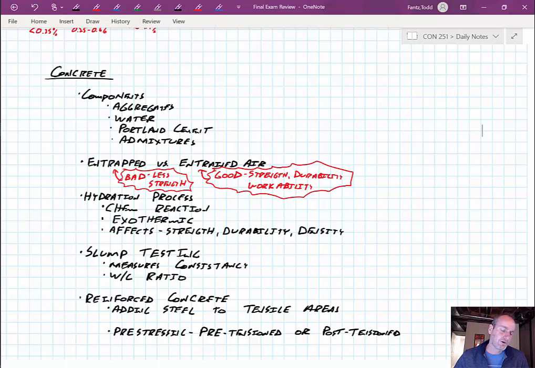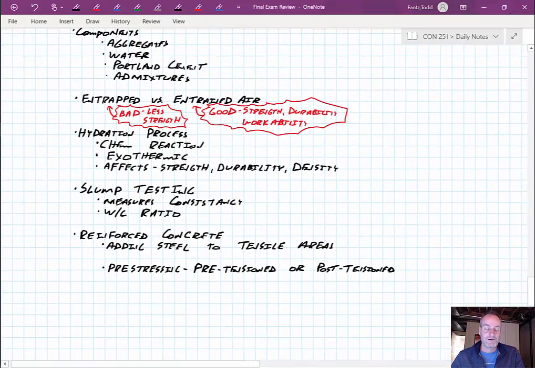Be familiar with the hydration process. What is that? That's the chemical reaction between the cement and the water. It's exothermic. It puts out heat and affects the strength, durability, density of your concrete. Slump testing, you should be familiar with it. We did it, right? How do you do it? What is it? What's the point of slump testing? It measures the consistency in water to cement ratio. So more water, higher slump.